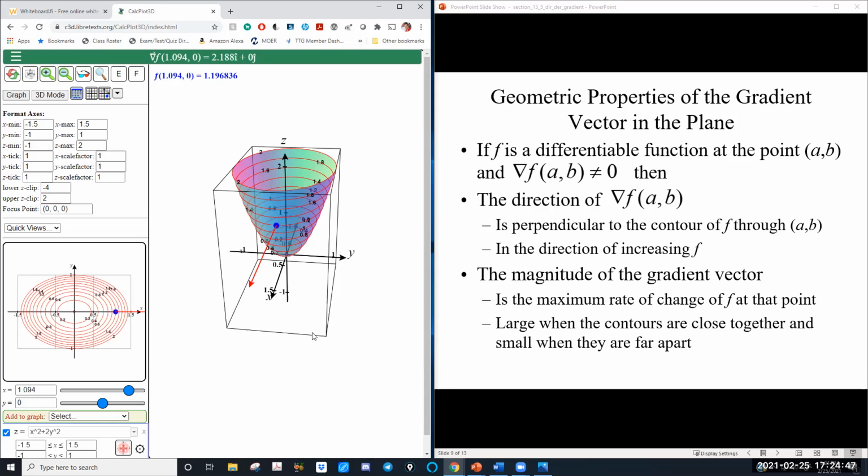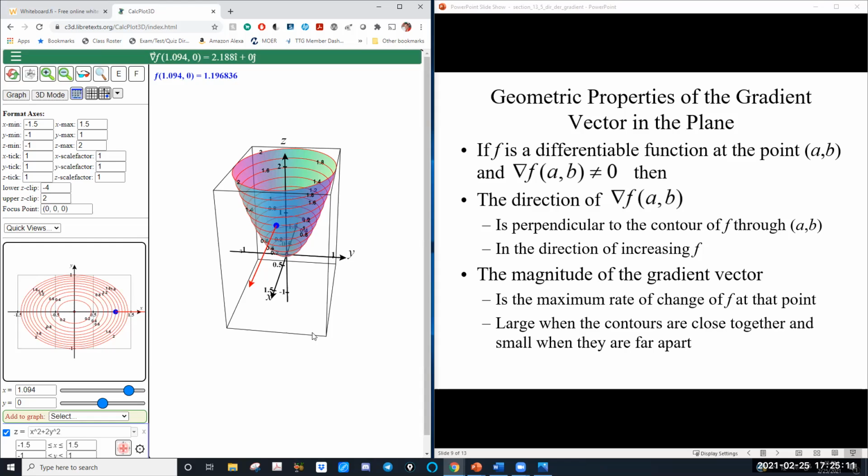So if you get asked to find the maximum rate of change of a function at a point, or the direction of maximum increase or steepest ascent, you're being asked to find the gradient. If you get asked to find the gradient, you're being asked to find the vector that's in the direction of maximum rate of change and whose magnitude is the maximum rate of change.